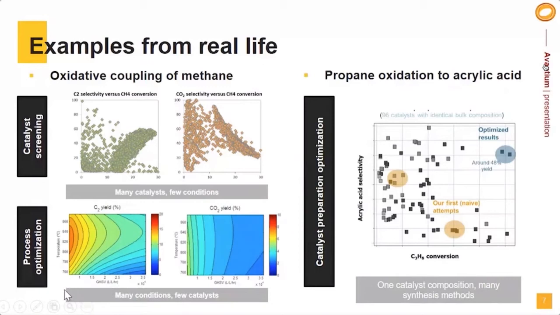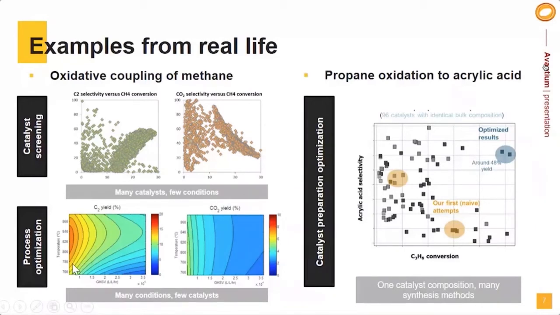And the y-axis is the temperature. So we change the temperature in the reactor. And then the color is again either C2 yield, so the more red, the higher the yield, or the CO2 yield, so that's the undesired product. In this way, you can see where the most optimal reaction conditions are for this reaction, which are in this case at higher temperature, around 820 degrees.